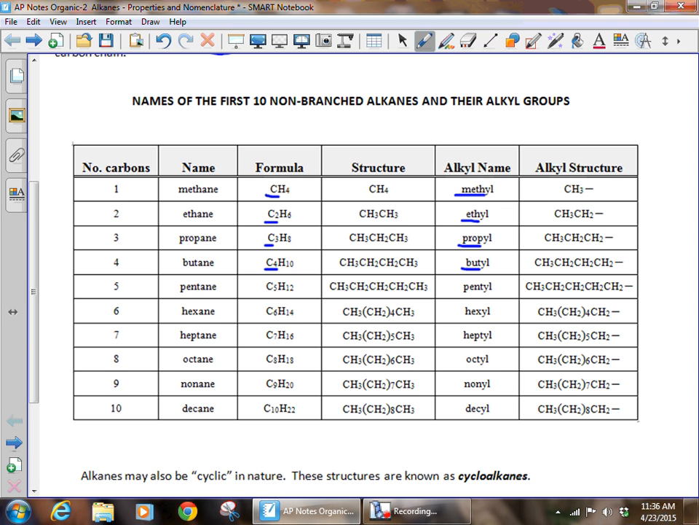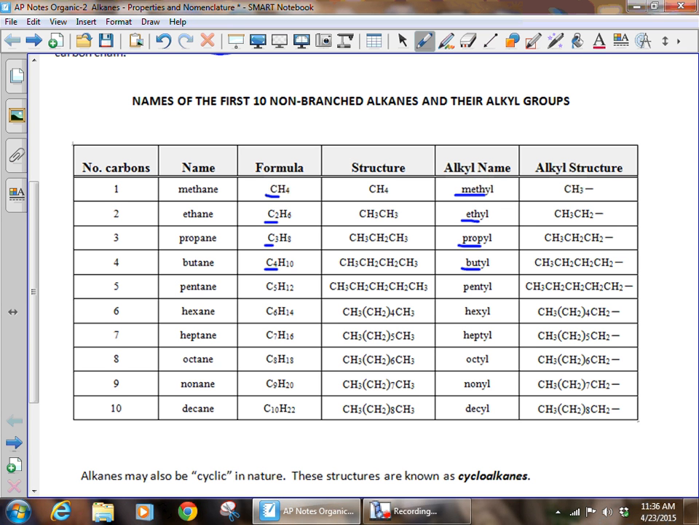So go around whenever the mood strikes you and just simply say meth, eth, prop, but. You've got to get that order in your head so that you will connect them to 1, 2, 3, and 4.